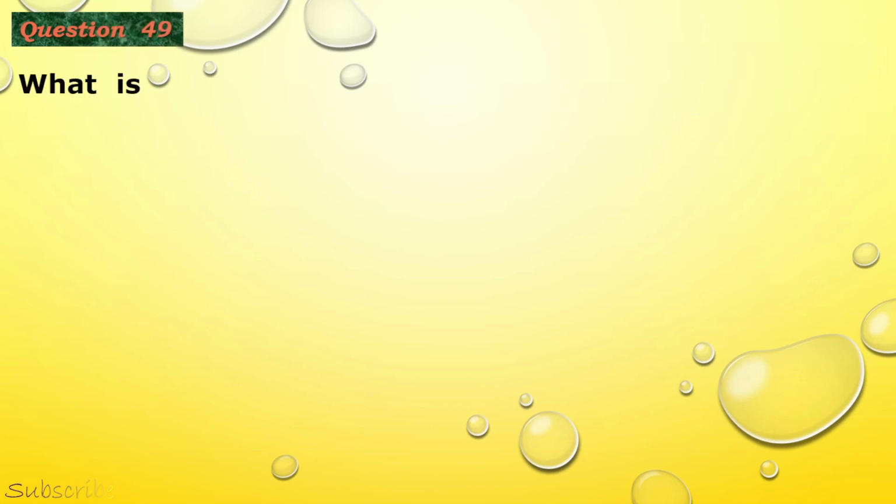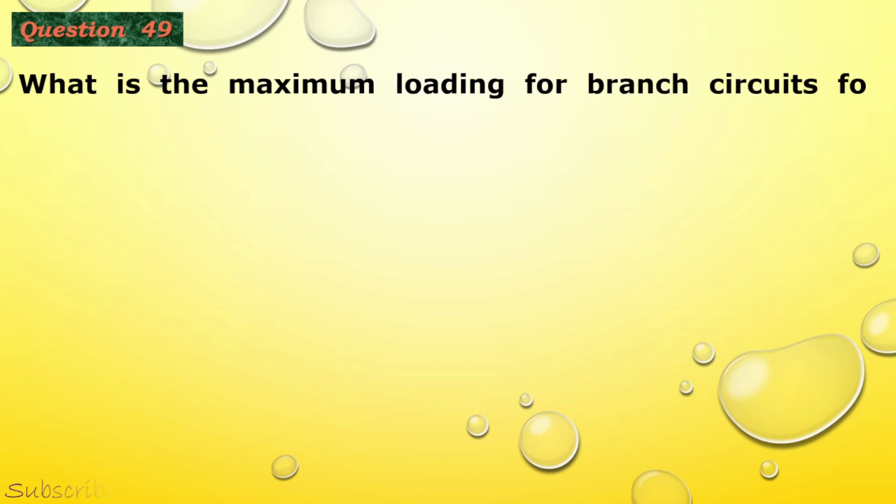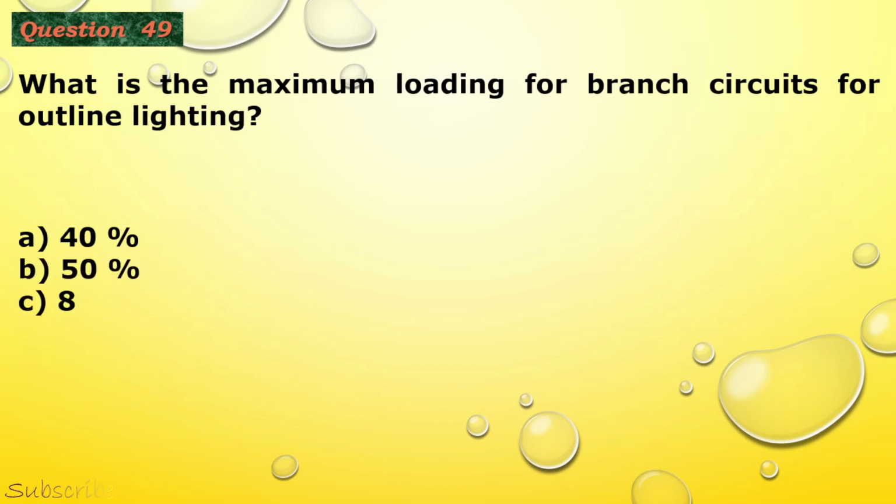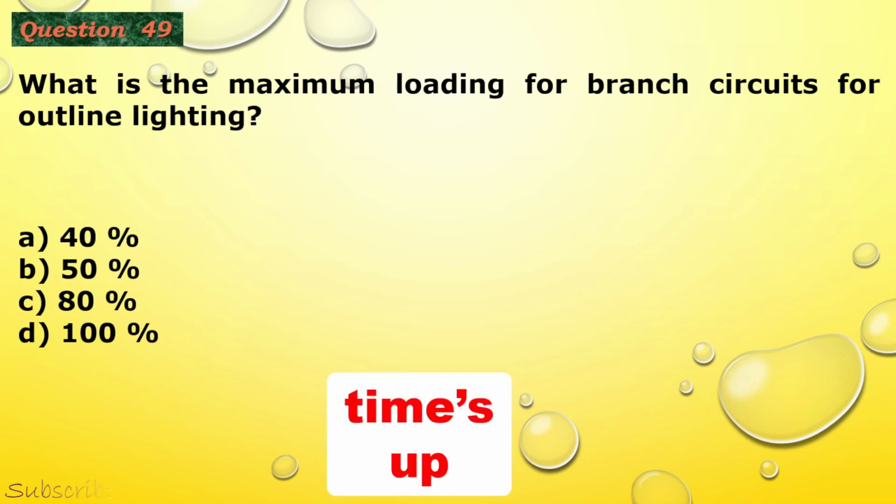Question number 49. What is the maximum loading for branch circuits for outline lighting? A. 40%, B. 50%, C. 80%, D. 100%. The correct answer is letter D. 100%.